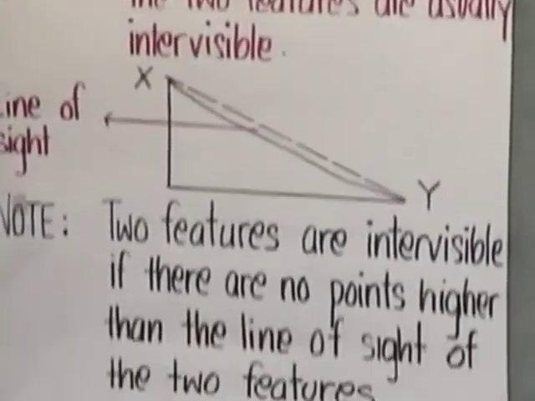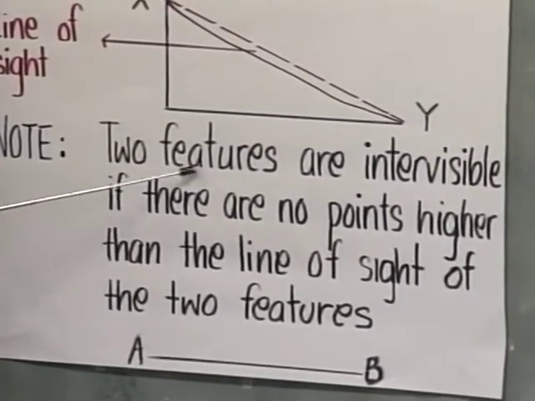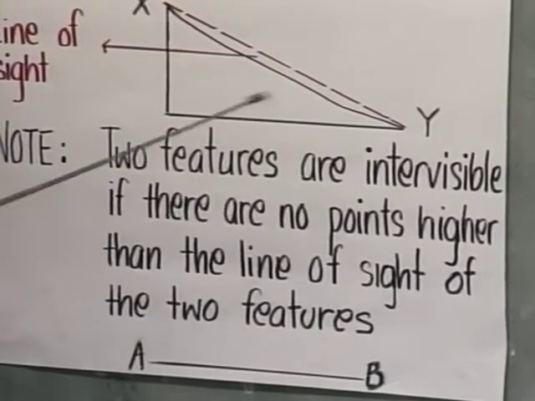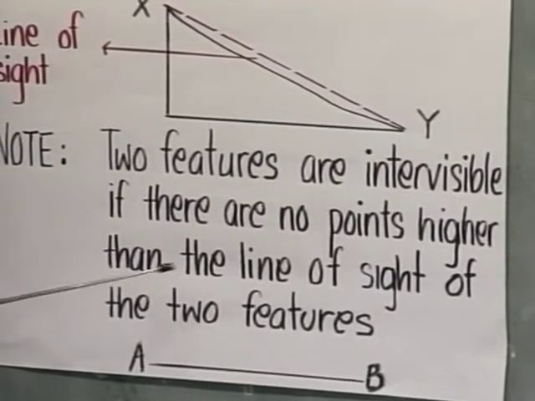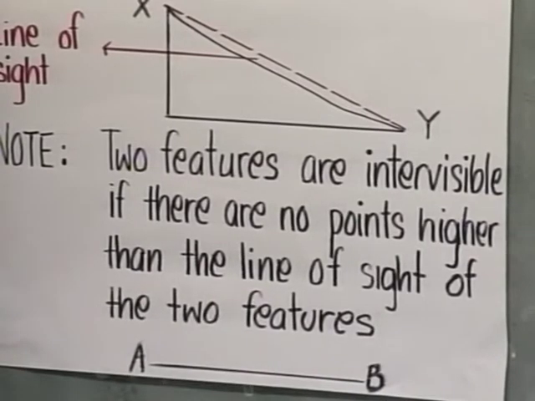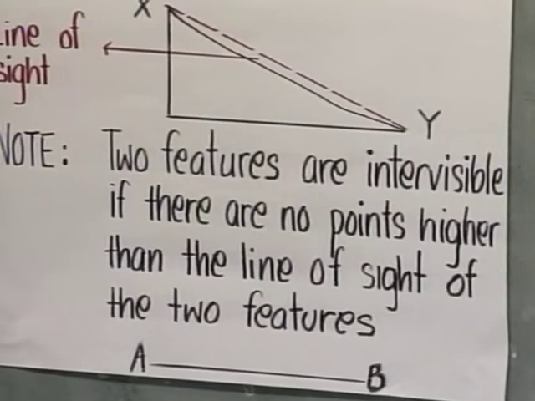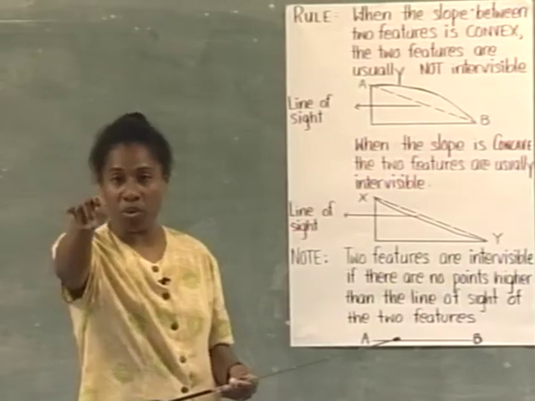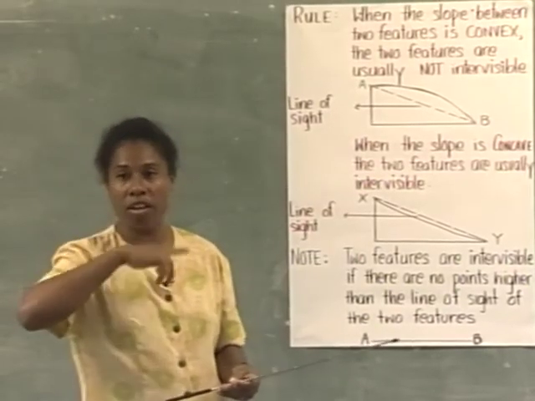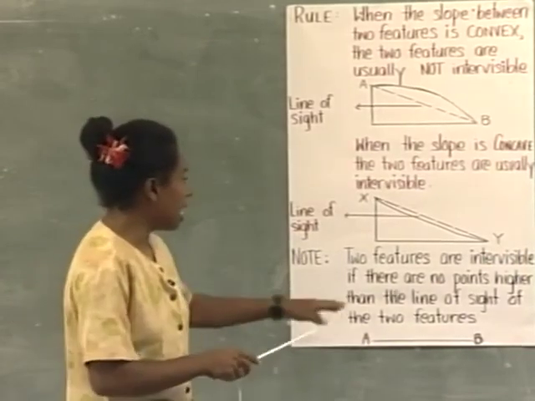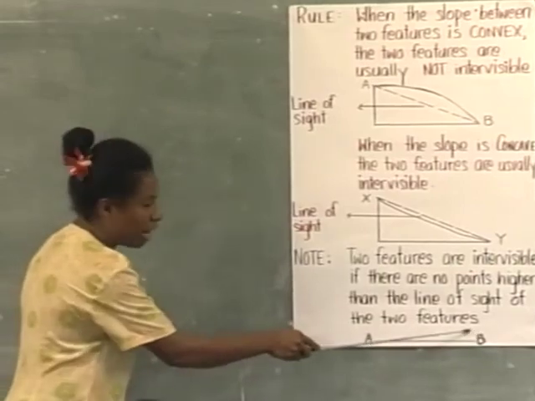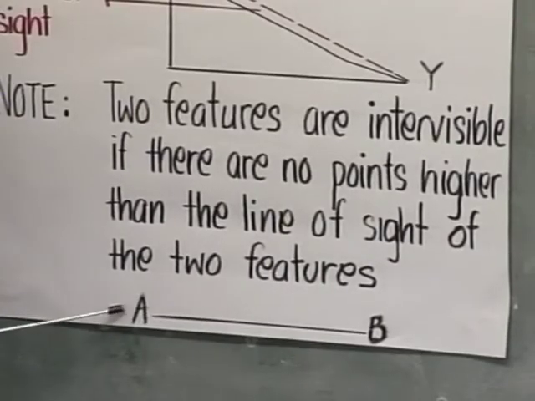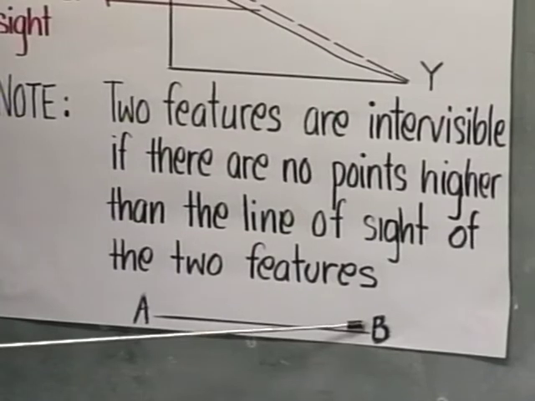Note, two features are intervisible if there are no points higher than the line of sight of the two features. Say, for example, if I am standing here, and you are standing out there, there are no high points between where you are and where I am. Therefore, the two features are intervisible. Similarly, A to B. There are no high points in between. Therefore, from A to B, you are intervisible.